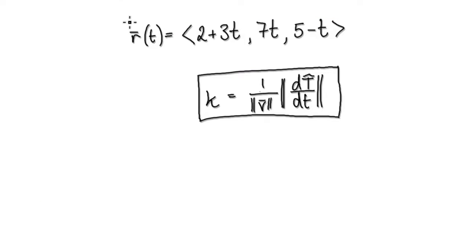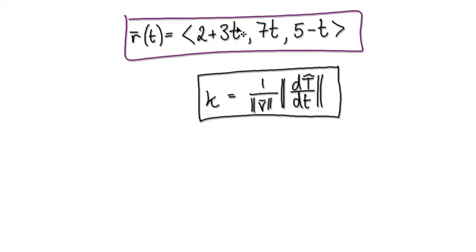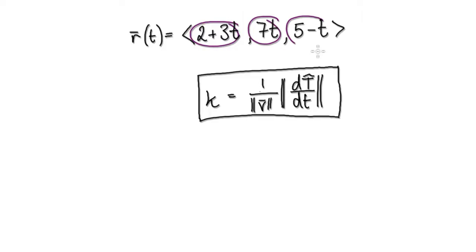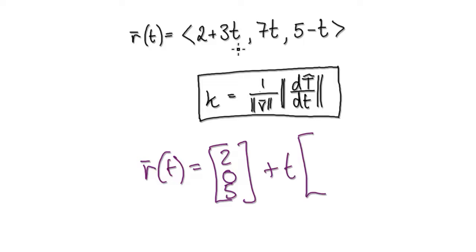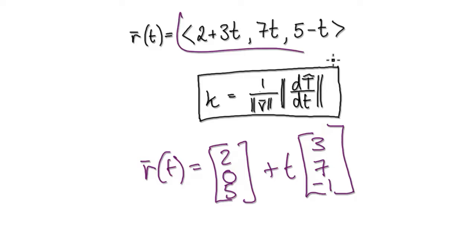Okay, so to do this, you should recognize that if you look at this, the x component, y component, and z component, you've got t, t, t here. So you could rewrite this whole thing as this. You could rewrite as (2, 0, 5), and then you've got your t here, and that would be (3, 7, -1).